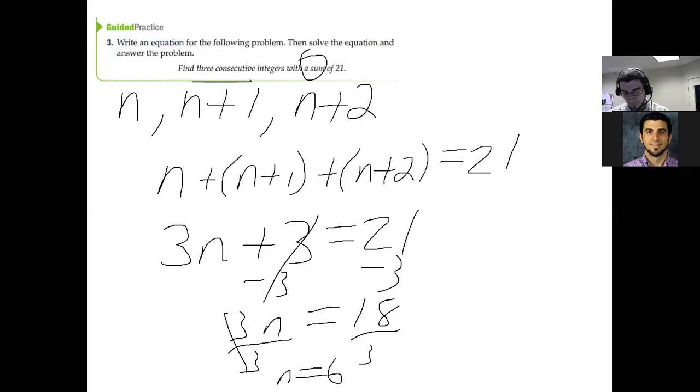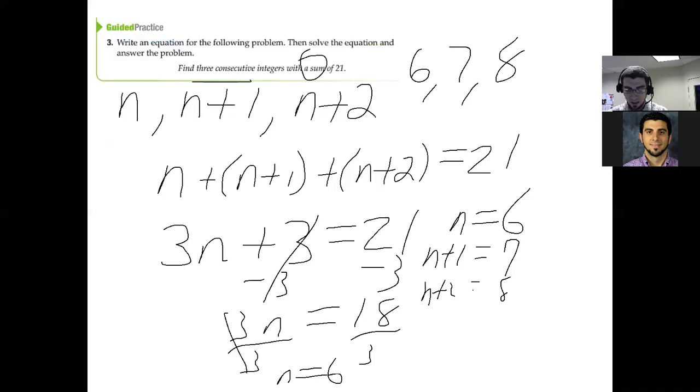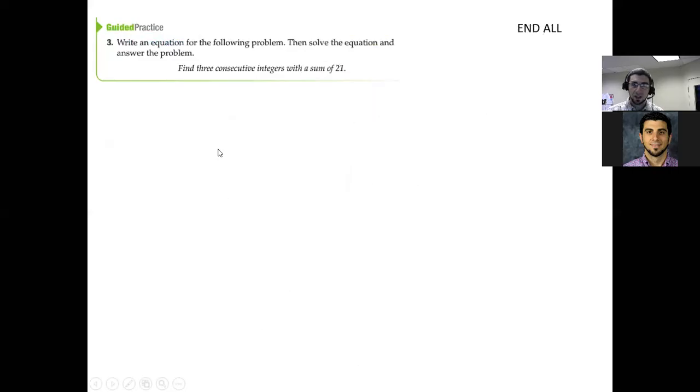Now, if the first one is 6, then n plus 1 would equal 7. n plus 2 would equal 8. So the integers are 6, 7, 8. Okay, and if I add those together, 6 and 7 is 13, plus 8 would give you 21. Boom, we're done.